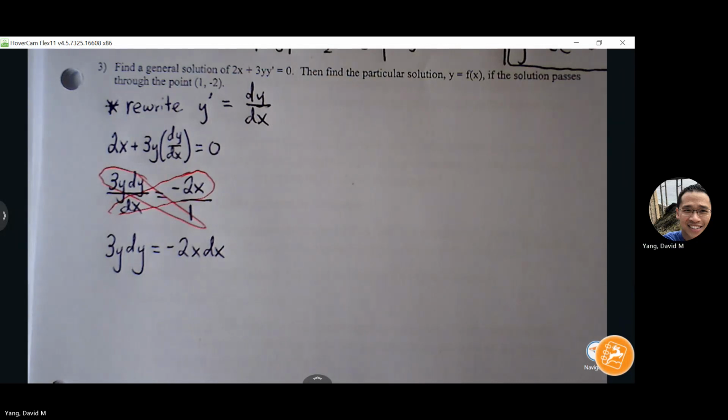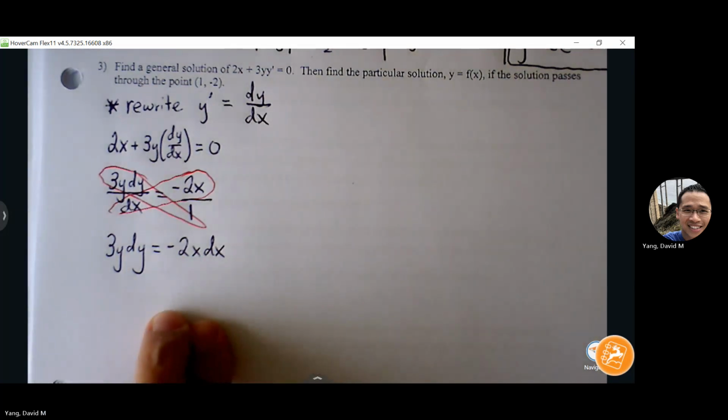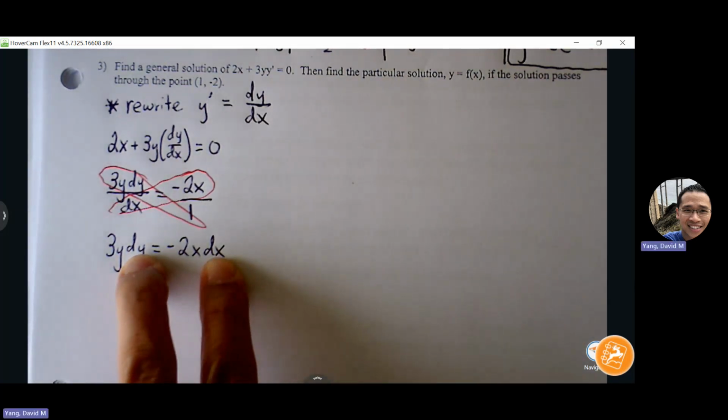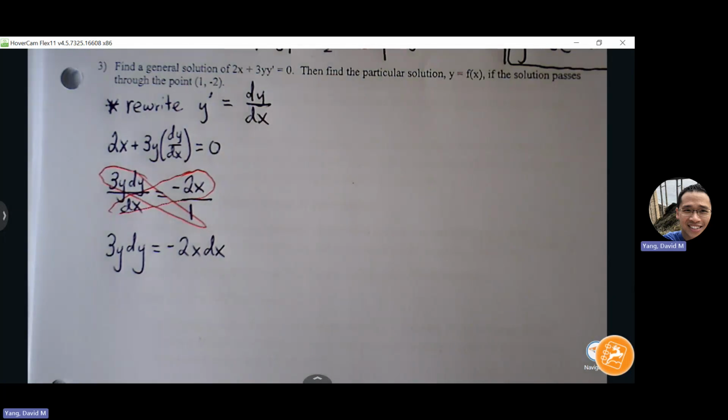Good so far. So our dy dx's are lined up. That's good. That's our first priority. Second, we want to look at the problem and say, do we have full separation? Are the y's together and the x's together? Yes, so we do have full separation.